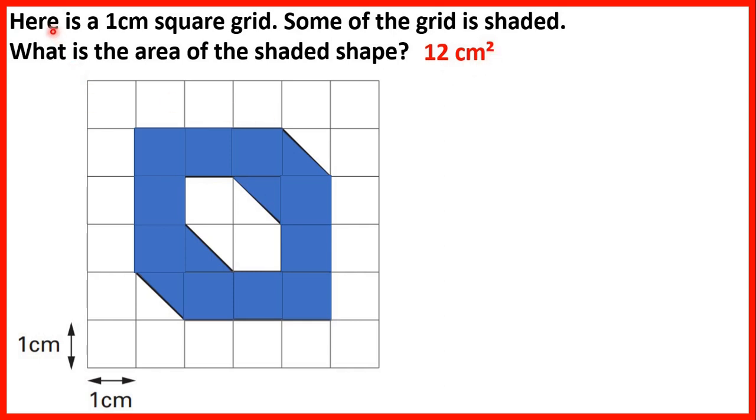Now the question says, here is a 1 centimetre square grid. But obviously on the screen that you're watching this, 1 square won't necessarily be 1 centimetre, and also in the question booklet I've given you, because I've scaled down the question, what you can see in your question booklet is actually slightly smaller than 1 centimetre squares.